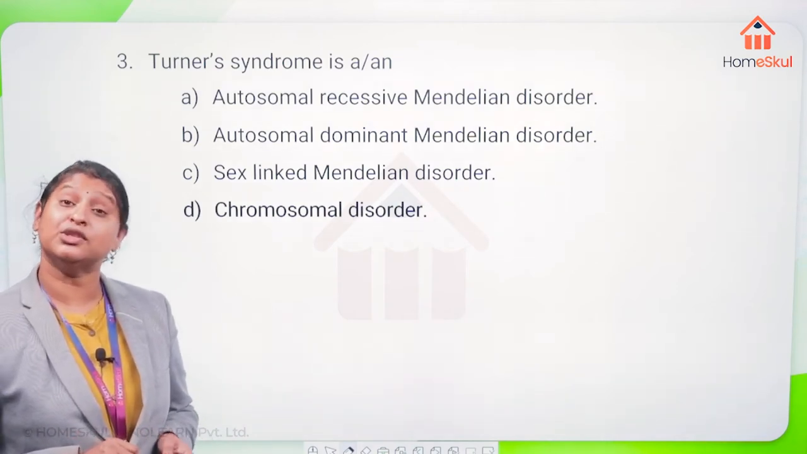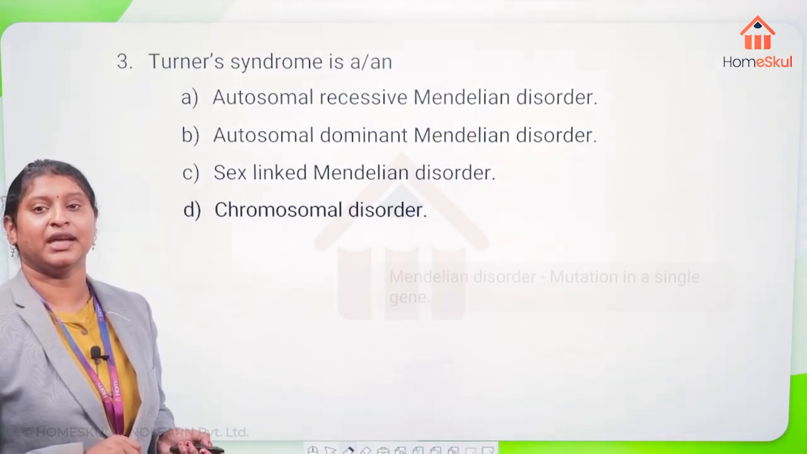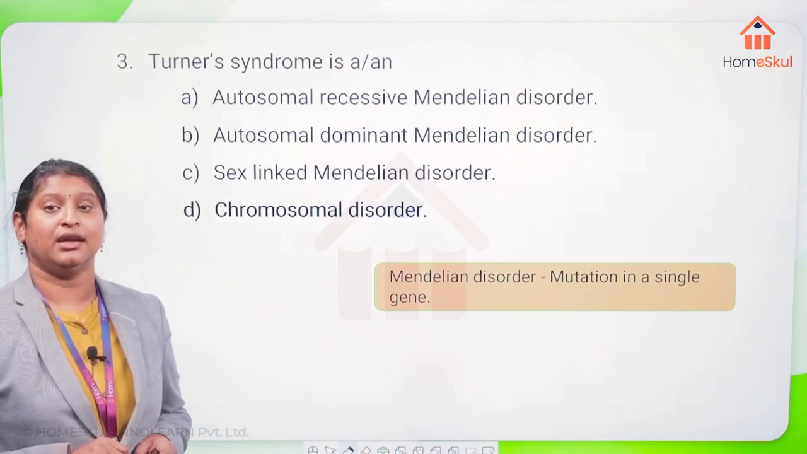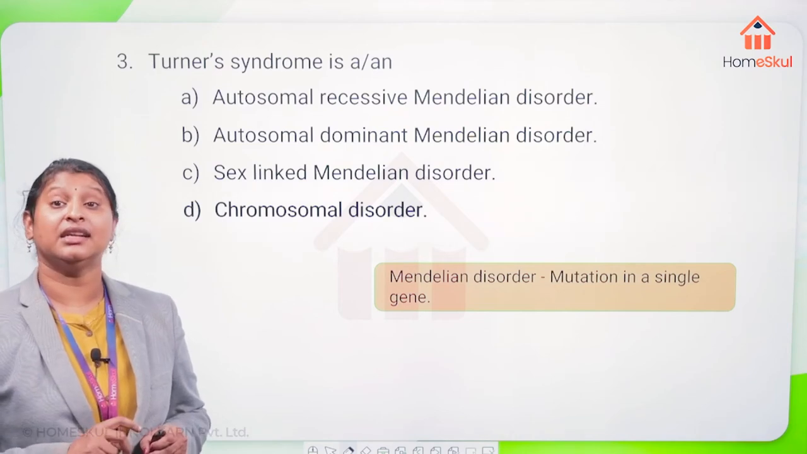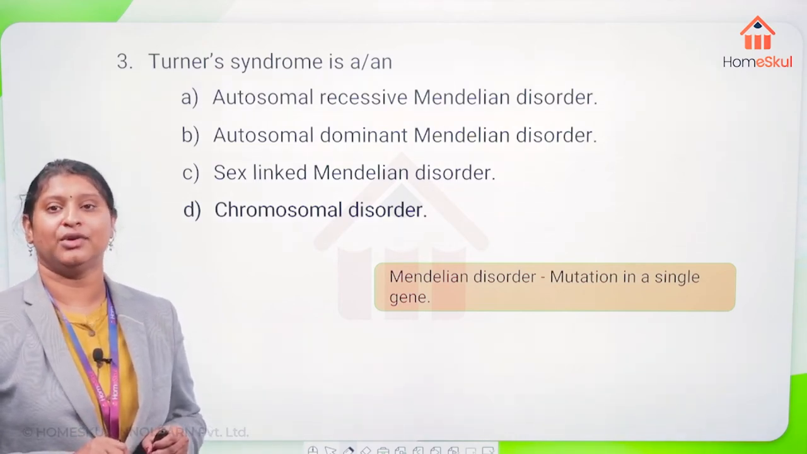It is a chromosomal disorder. What is a Mendelian disorder? Mutation in a single gene. That is a Mendelian disorder.